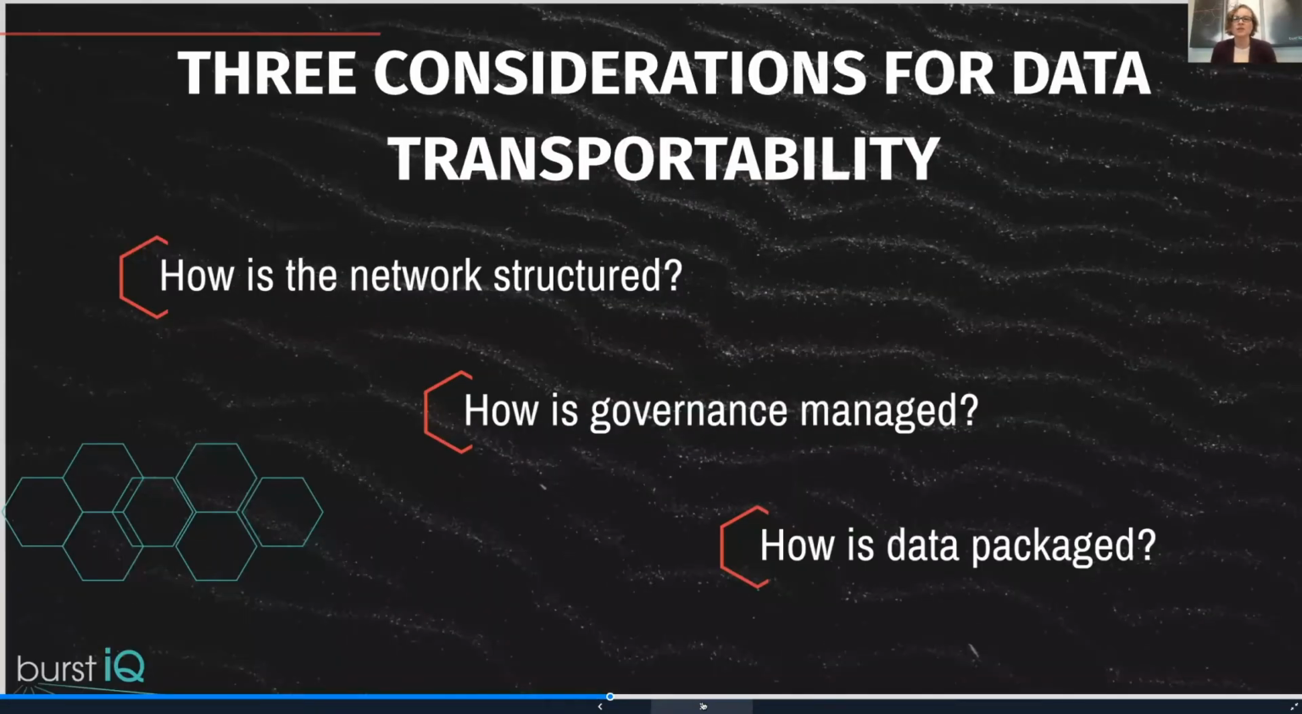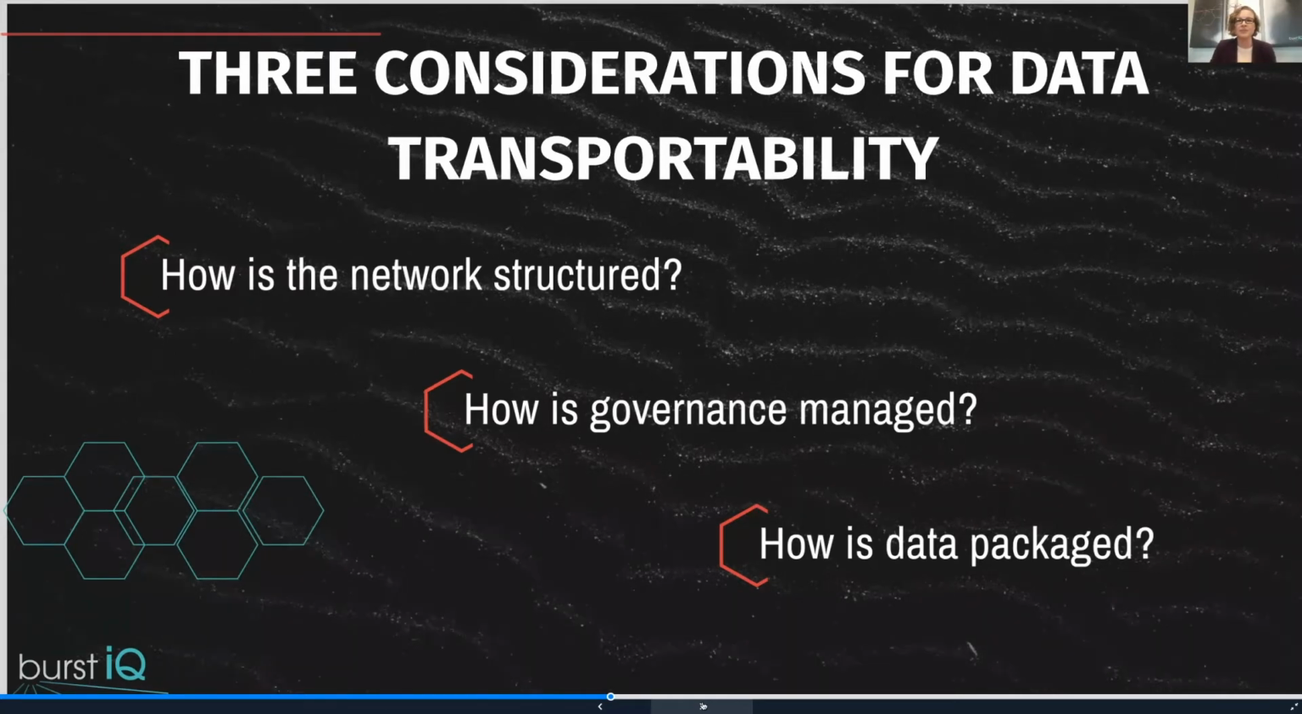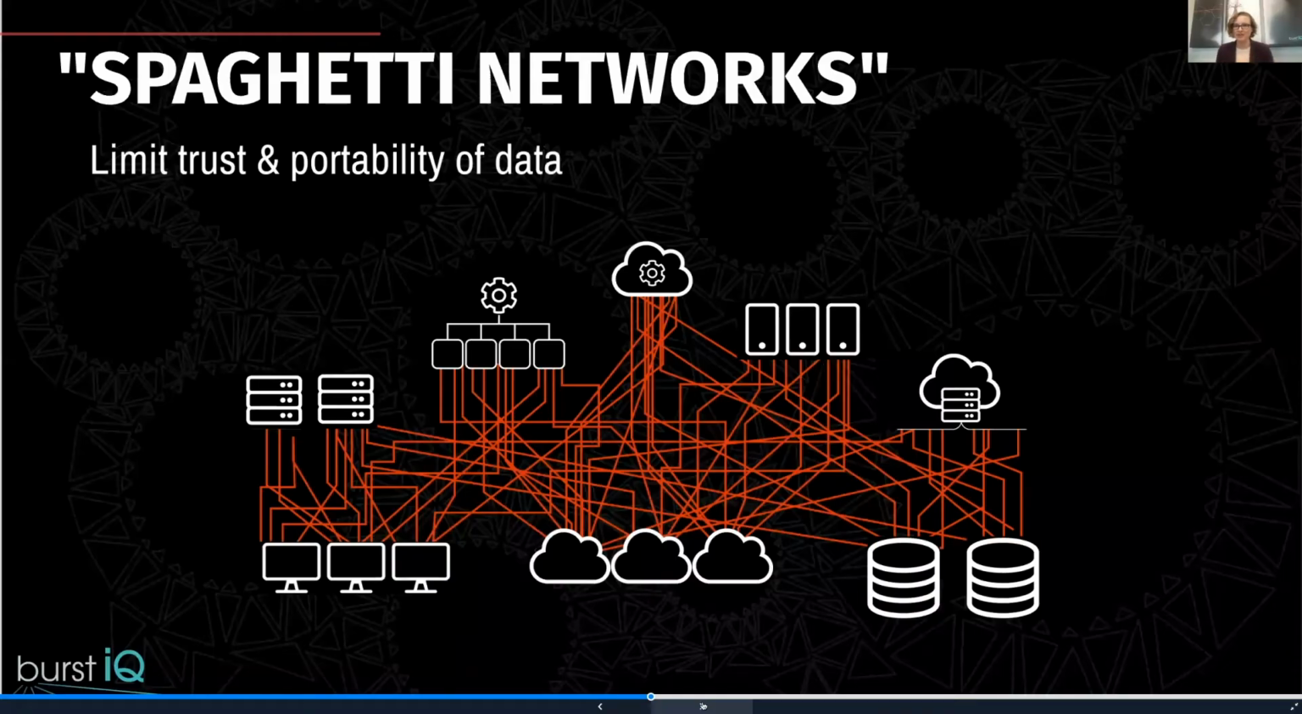There's really three different factors to consider in how you build trusted data sharing and trusted data exchange systems. The first is how you configure the network itself. The second is how you're managing consent and governance, which is essentially the set of rules around how data is allowed to be shared. And the third is how you're packaging up that data so that it can be read and trusted by other systems. So let's talk about the network first.